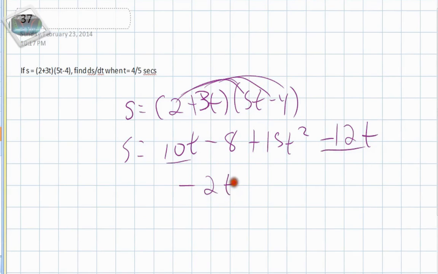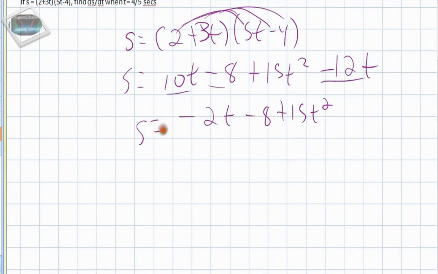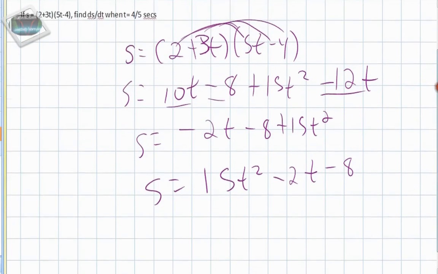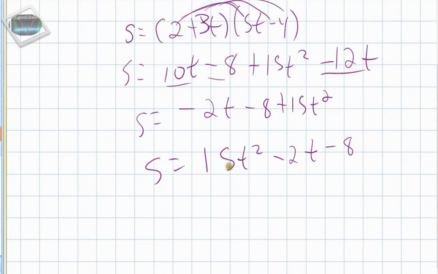Simplify a little bit more, and we're going to have negative 2t minus 8 plus 15t squared. Then I'm going to rearrange it so it's in a form I'm more used to: 15t squared minus 2t minus 8. Now we're going to take the derivative with respect to t, which is actually fairly simple. We just use the power rule for taking the derivative here. So this is going to be 30t, and this is going to say minus 2.